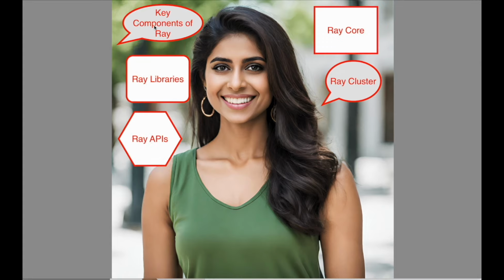Let us now discuss the key components of Ray. First is Ray Core. Task parallelism. Ray can execute functions asynchronously as tasks in the cluster. These tasks are scheduled and executed by Ray's distributed scheduler.